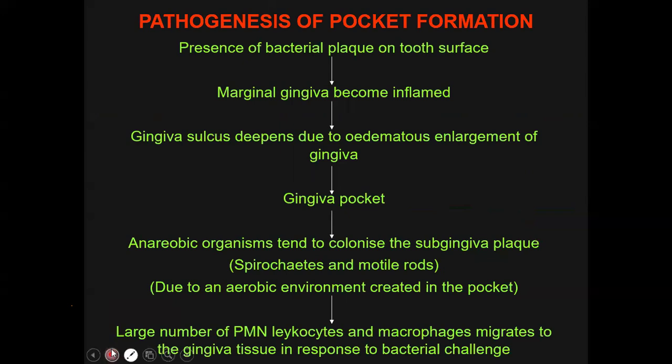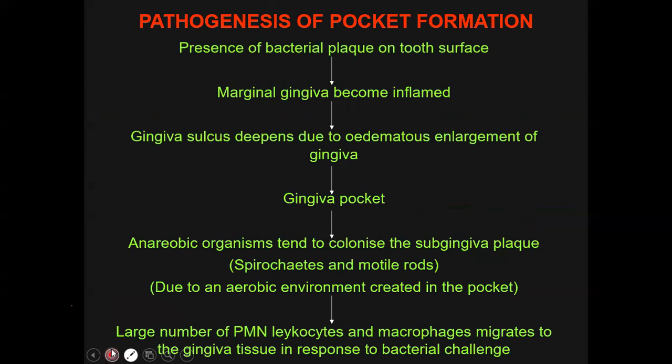The formation of the pocket takes place by the initiating factor being bacterial plaque, which is present on the tooth surface, which leads to inflammation of the marginal gingiva. So because of this inflamed marginal gingiva, the gingival sulcus deepens, which we call gingival pocket, in which there is enlargement of the gingiva.